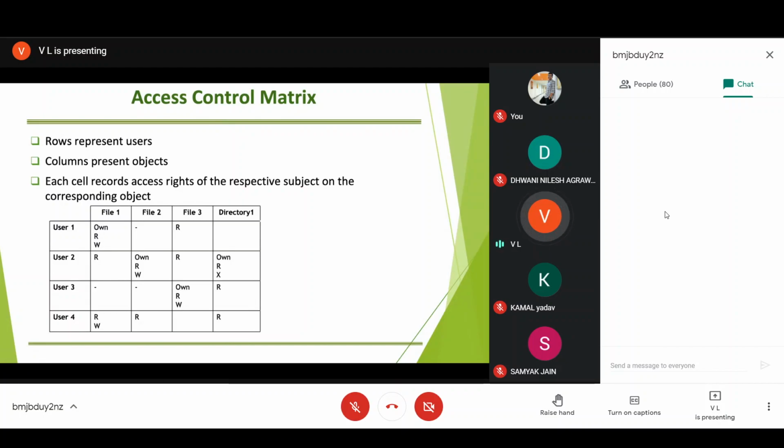So for example, user 1 can be the owner of file 1. It can read from the file, it can write to the file, but he or she has no access on file 2. On file 3 it can only read. On directory 1 it has no access, whereas user 2 can read from file 1, it can read and write file 2, and it is the owner of directory 1, etc. But in directory 1 it can read as well as search, and user 2 has not granted any access to directory 1 to user 1. So this access control matrix will contain all the information.